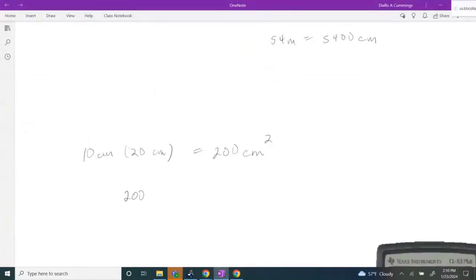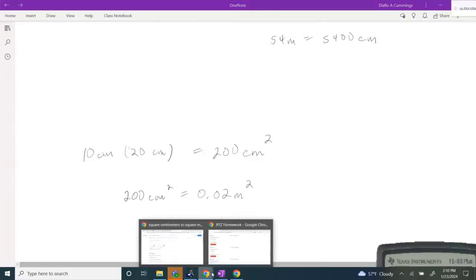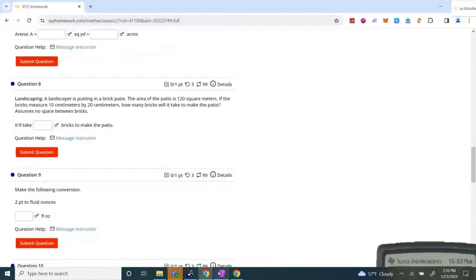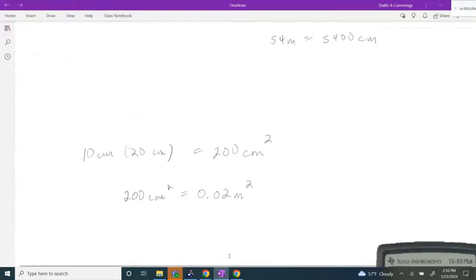So 200 square centimeters is equal to 0.02 square meters, right? Now I have everything in the same unit, and the patio was 120 square meters.